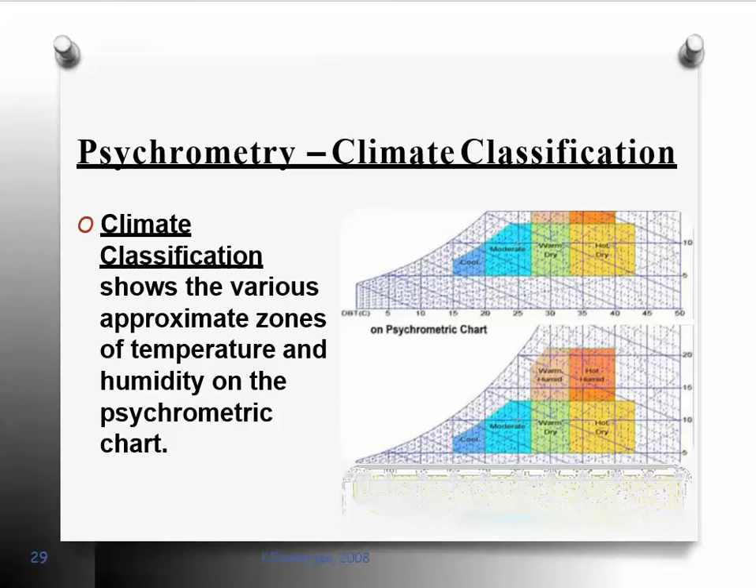Next we have climate classification. It shows the various approximate zones of temperature and humidity on the psychometric chart.